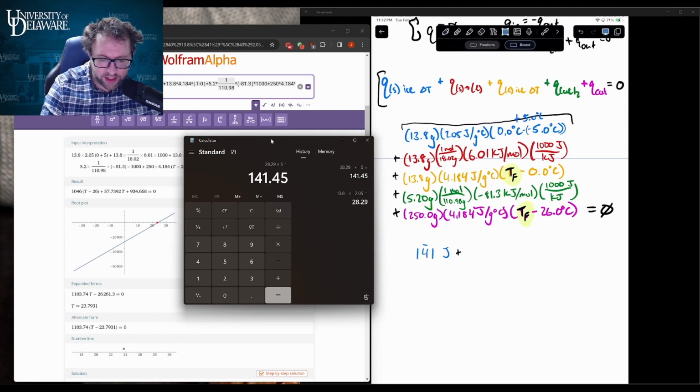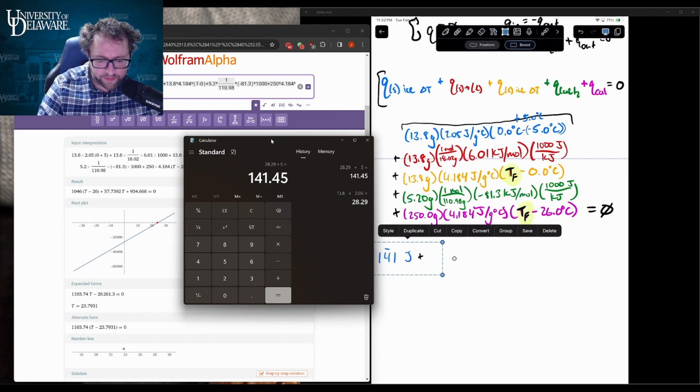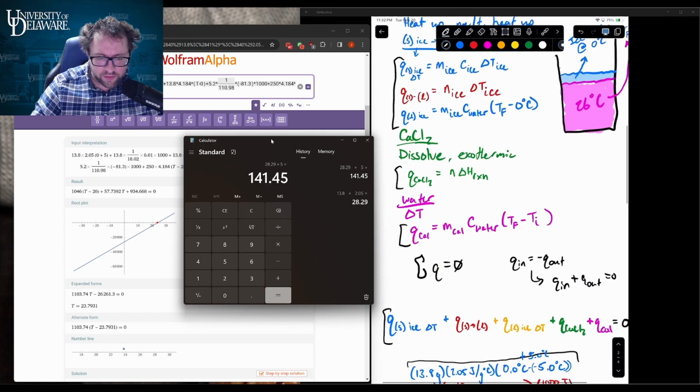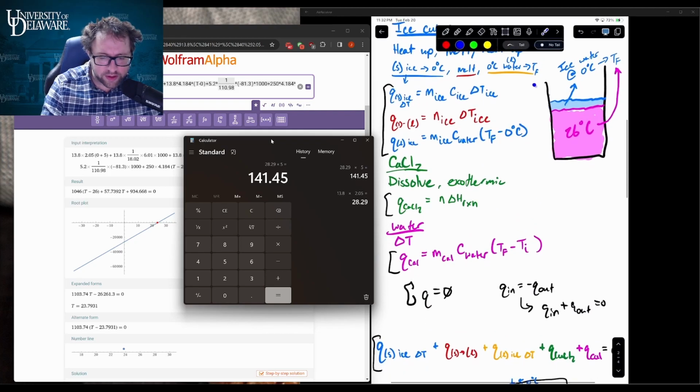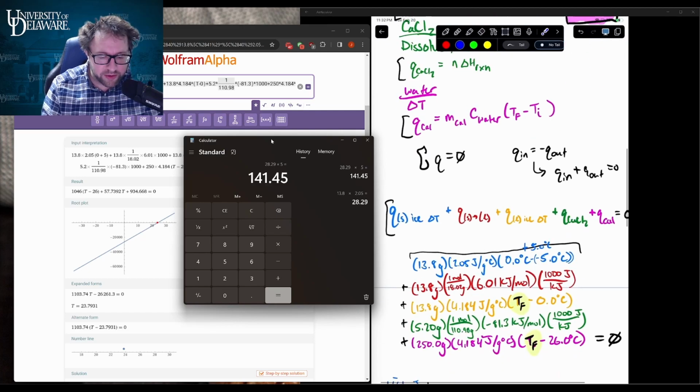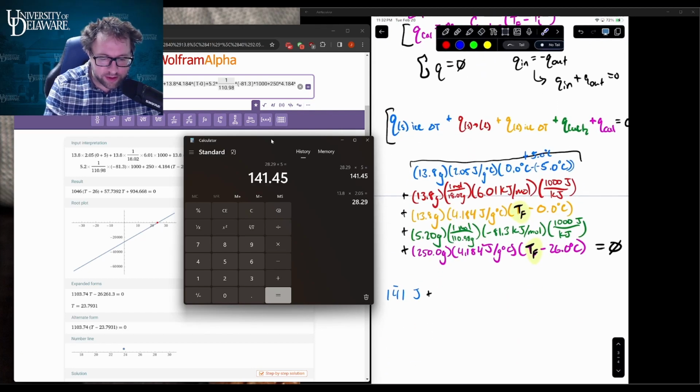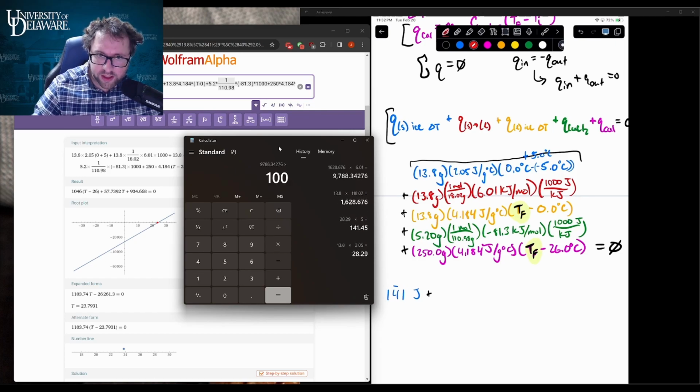We're going to add, probably want to get some space here. And we could have done this up here too. When I write out each of these, I could just do it there rather than saving it all for the end. All right, we're going to have 13.8 divided by 18.02 times 6.01 times 1,000, not 100. So that's a big number, right?